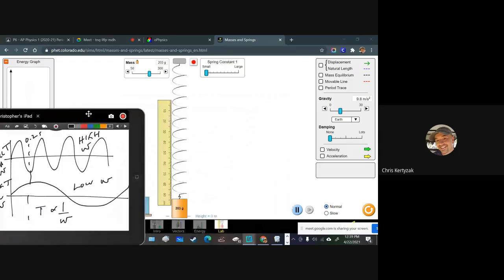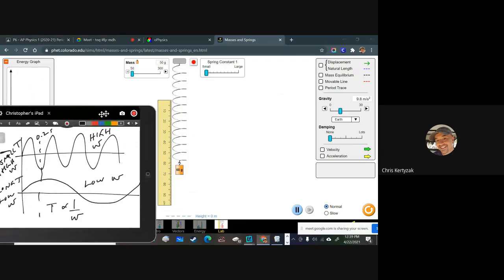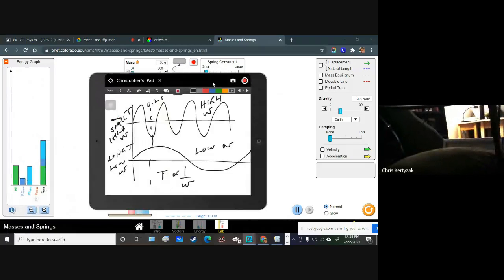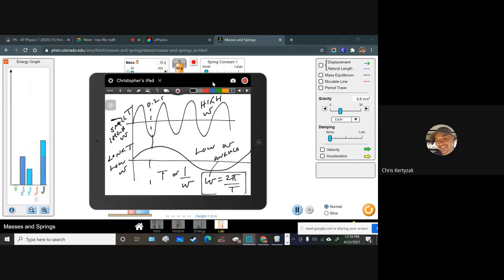On the other hand, when omega is high, going through cycles much more quickly than this, the period is small, right? And we actually already knew that. We already have omega equals 2 pi over T from before. We still get to use that. Just pointing out that this is now referred to as the angular frequency. Again, it's still in radians per second.